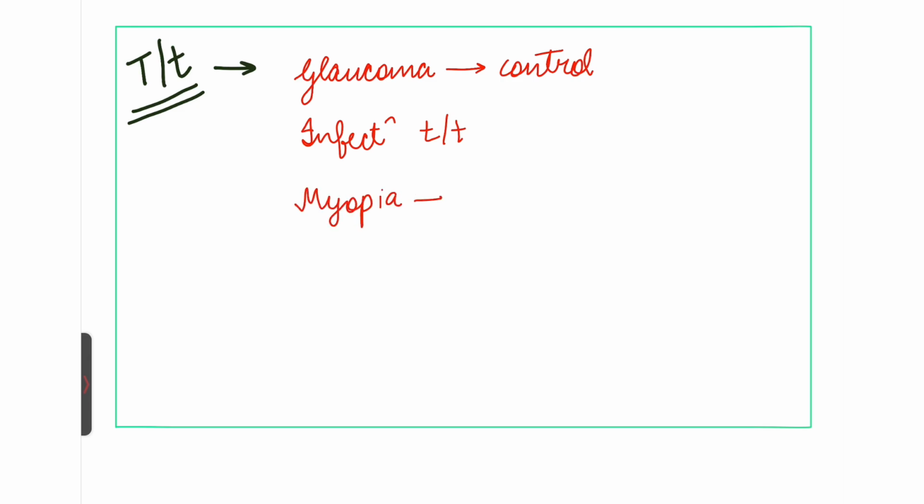If the cause is glaucoma, we control the glaucoma and give anti-glaucoma drugs. If the cause is inflammation or infection, we treat the infection. If the cause is myopia, we provide corrective lenses. And if it is severe, we can do surgical repair.